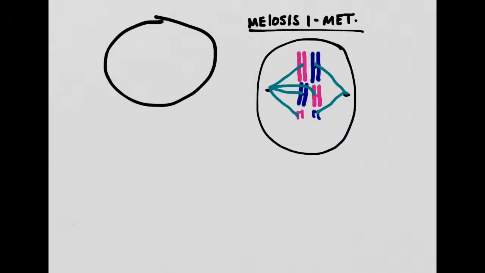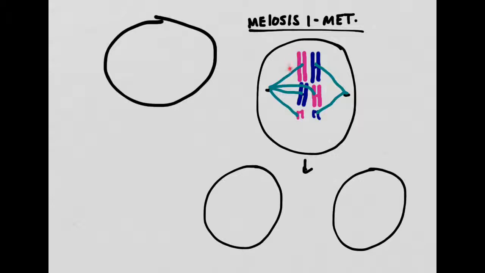So let me show you what that would look like. We would get this, this, this, and this, all in this cell here, like shown below. And then in this cell, we'd only get these long blue and these short blue chromosomes. And this is only after meiosis 1, right? So let's move things up a little.